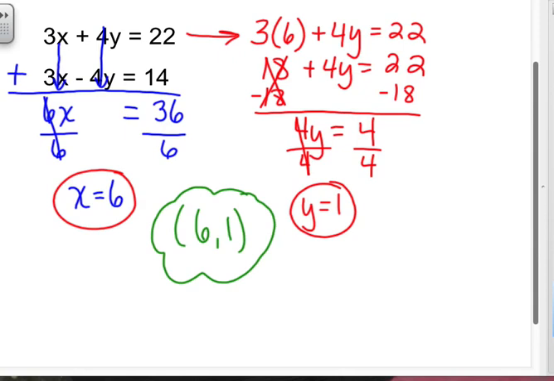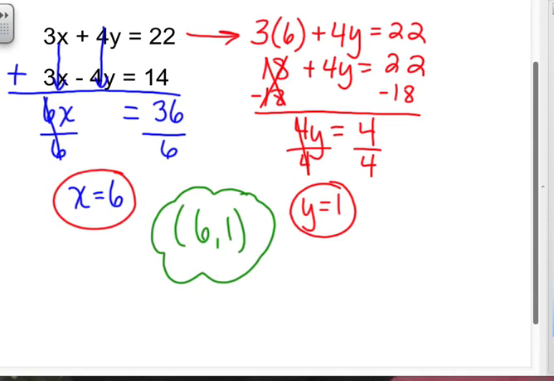Yay! Elimination is really not that difficult. Especially when, like in this example, the plus 4y and minus 4y automatically eliminate and temporarily become a 0. They kind of get out of your way so that you can find the value of x. And once you have that value of x, you can go back and find the value of y.